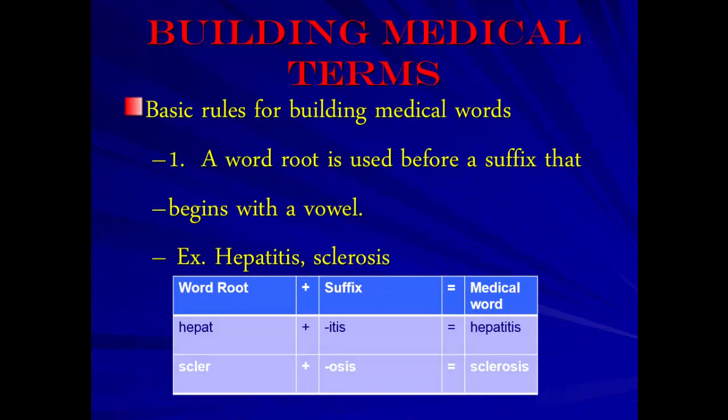When we build medical terms, your book talks about the basic rules for building medical words. A word root is used before a suffix that begins with a vowel. In the example, hepatitis and sclerosis. So we have a suffix that begins with a vowel here, and we put a word root in front of it here.